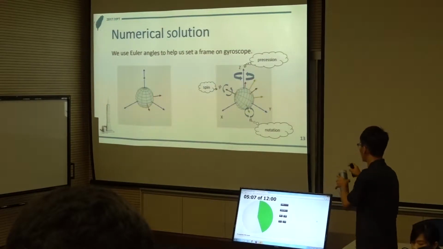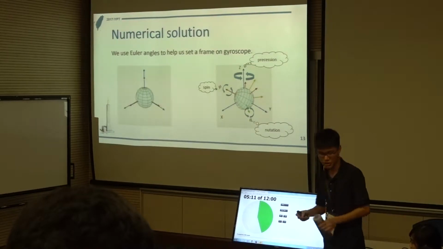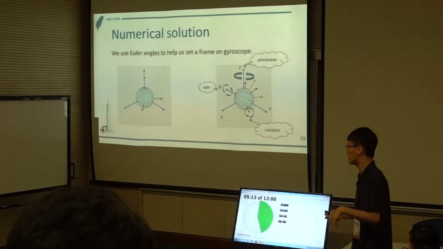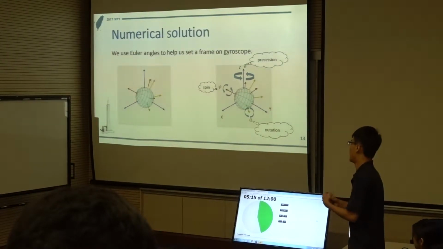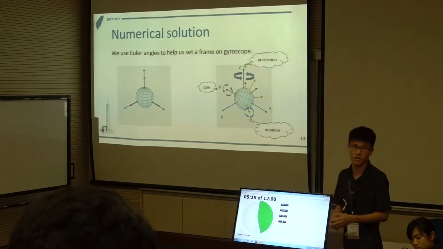Due to these three kinds of motion in the vertical direction, we set this frame in order to make it easier mathematically to get the equation of motion of a torsion gyroscope.